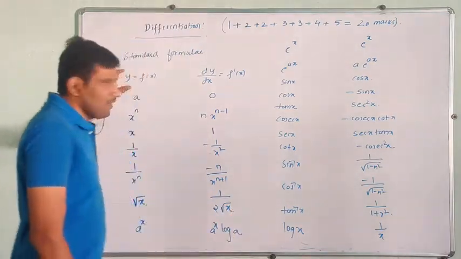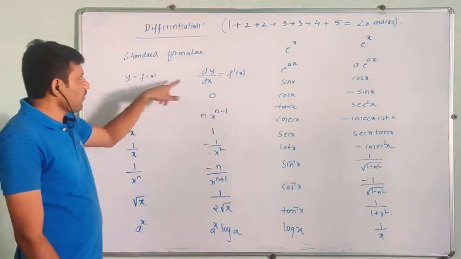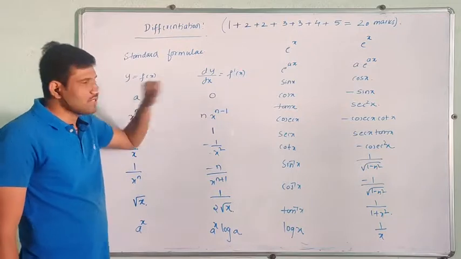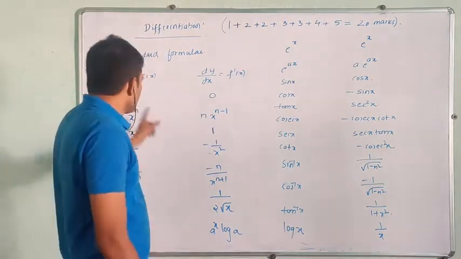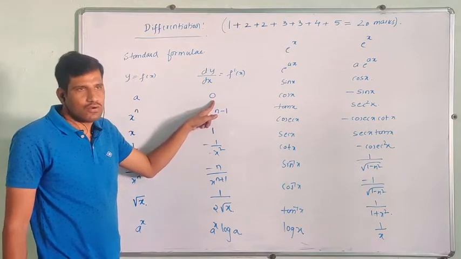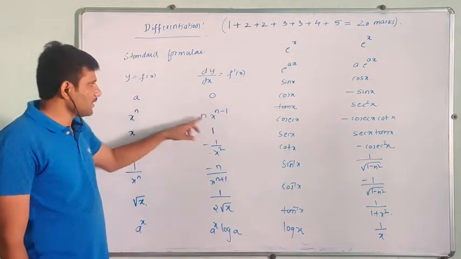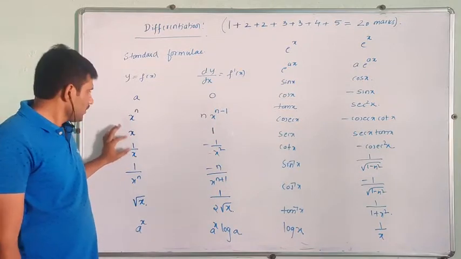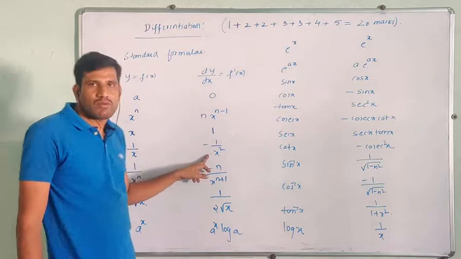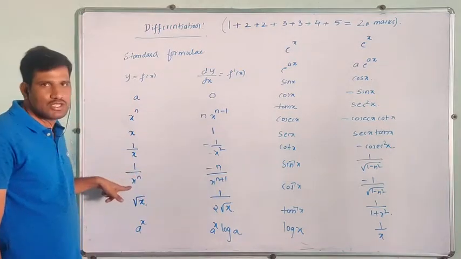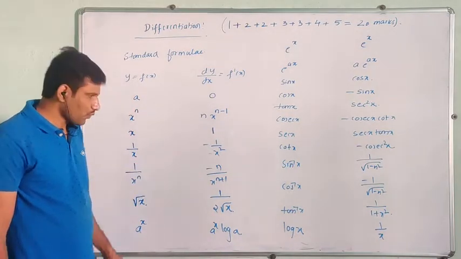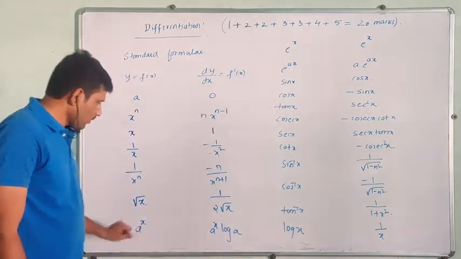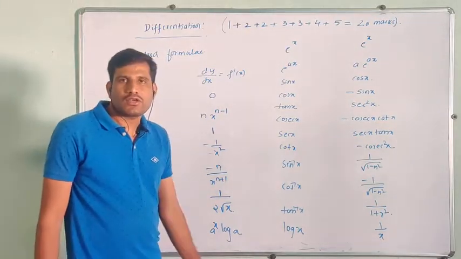Right, so derivative of any function f of x is represented by f dash of x. When it is y, its derivative is represented by dy by dx. So derivative of any constant is 0. Derivative of x raised to n is n into x raised to n minus 1. Derivative of x is 1. Right? So derivative of 1 by x is minus 1 by x square. Derivative of 1 by x raised to n is minus n by x raised to n plus 1. Derivative of root x is 1 by 2 root x. Derivative of a raised to x is a raised to x log a.